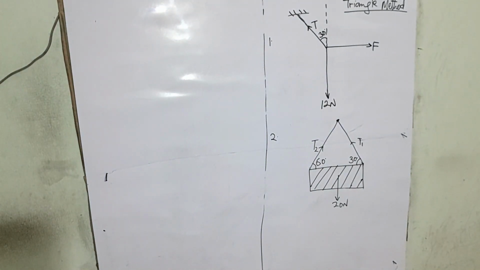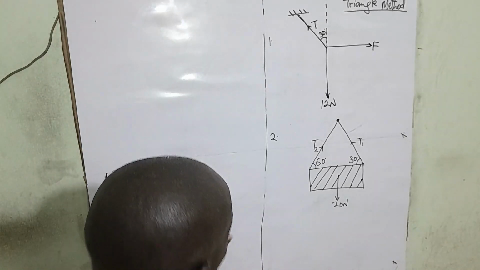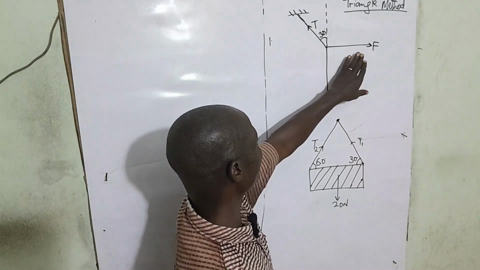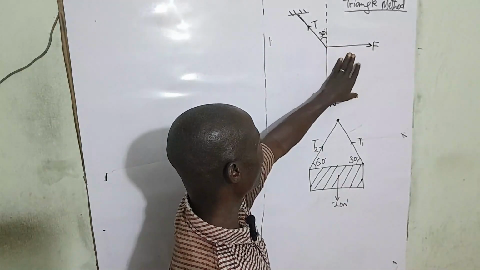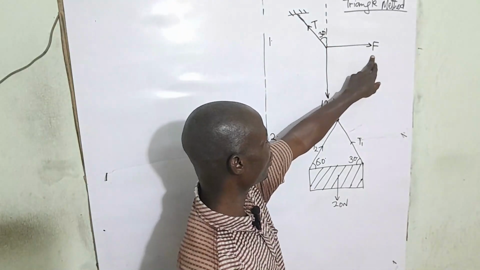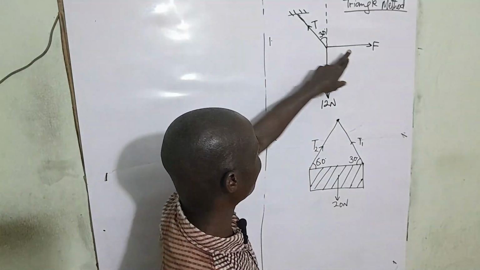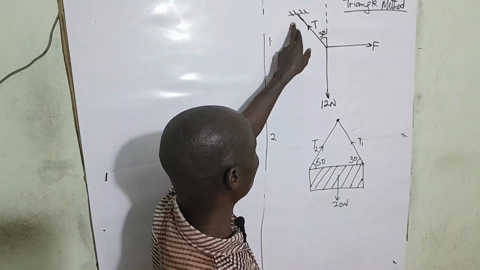Okay, so in solving these problems, I have two problems that have to do with the triangle method of solving vectors. We are going to start from number one, and then we can see how we can use the triangular method to solve this problem. When we look at this problem, we can see that we have two forces here that we are going to solve. So we are going to find the value of F, as well as the tension here.